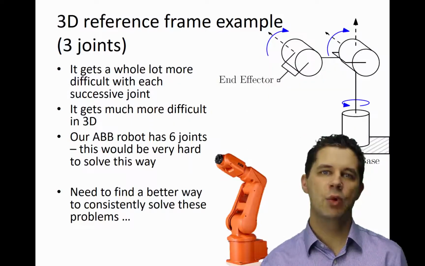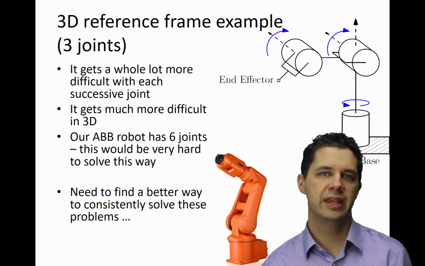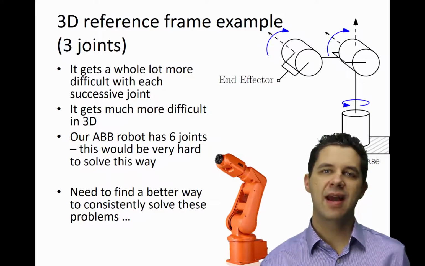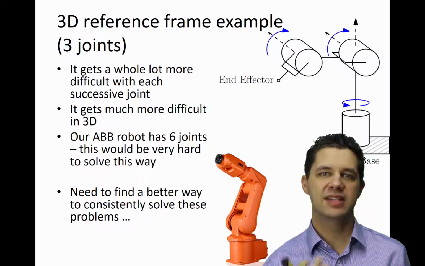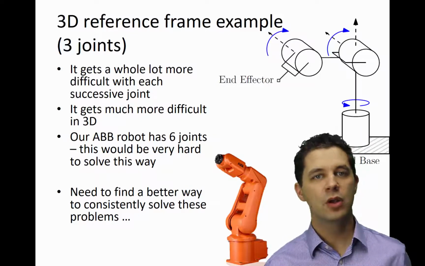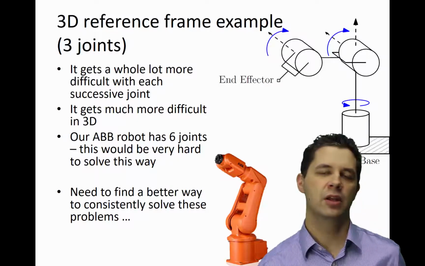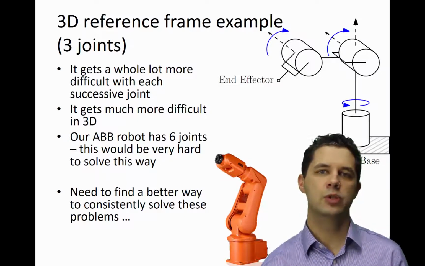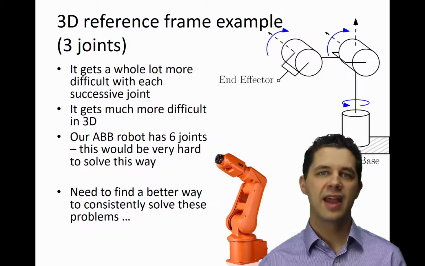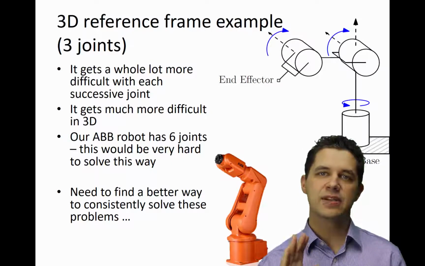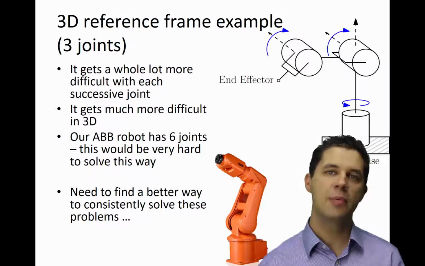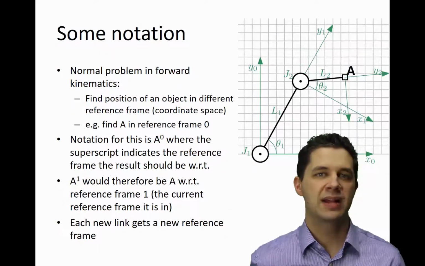And you can imagine as we add more and more joints, it gets more and more tricky. Particularly as some of those joints have twists and things in them. In our ABB robot that we've got here, we've got 6 different joints, and it'd be very difficult, although not impossible, to solve it in this particular way. So what we really need to do is come up with a better way to consistently solve these problems using some common terminology and a common process that allows them to solve it every time, regardless of the size of our joints or how they're positioned or how they're orientated against each other, or even the type of the joints, whether they be revolute or prismatic joints.